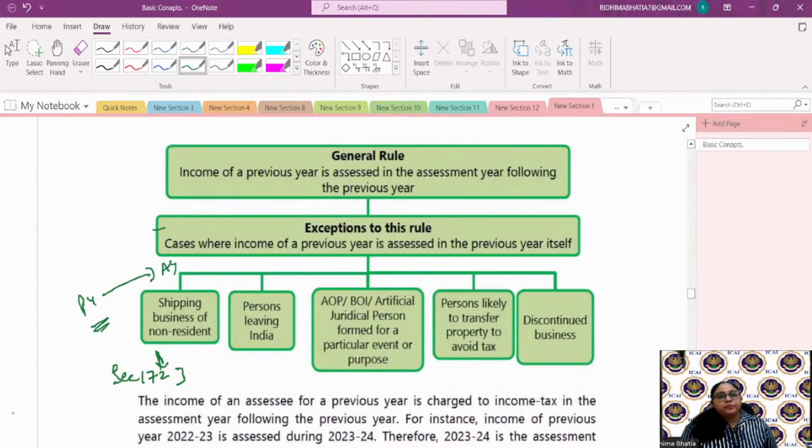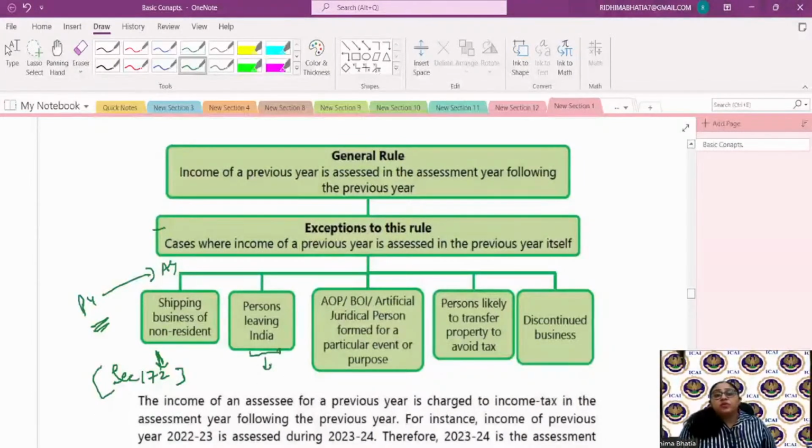You're coming today, you're going tomorrow, pay the tax by tomorrow on computed income. So unko proper income compute karenge, computed income by tomorrow, pay the tax on it and go. So there is no previous year assessment year concept when it comes to section 172 shipping business.